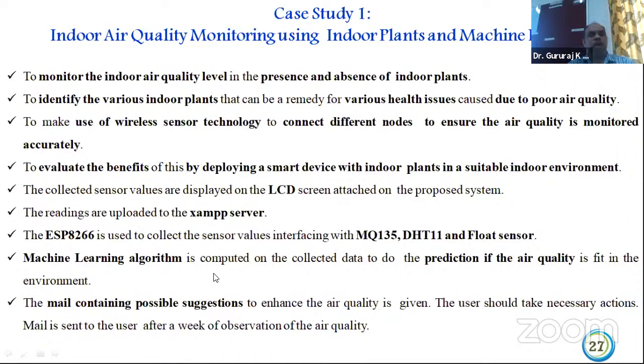Then, taking all the data that we had, we applied certain machine learning algorithms. The machine learning algorithm that we used here was a decision tree algorithm, where we could take all this data that we had collected and apply the decision tree algorithm in order to predict the quality of the air and whether it was fit for that environment, whether we can call it good quality. We fixed a certain threshold beyond which we could call it poor quality, and within which we could call it a good quality air environment.